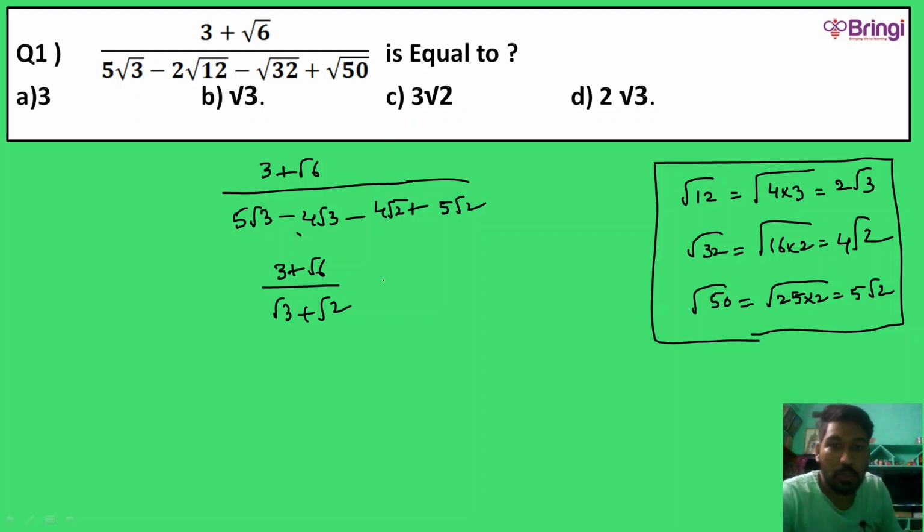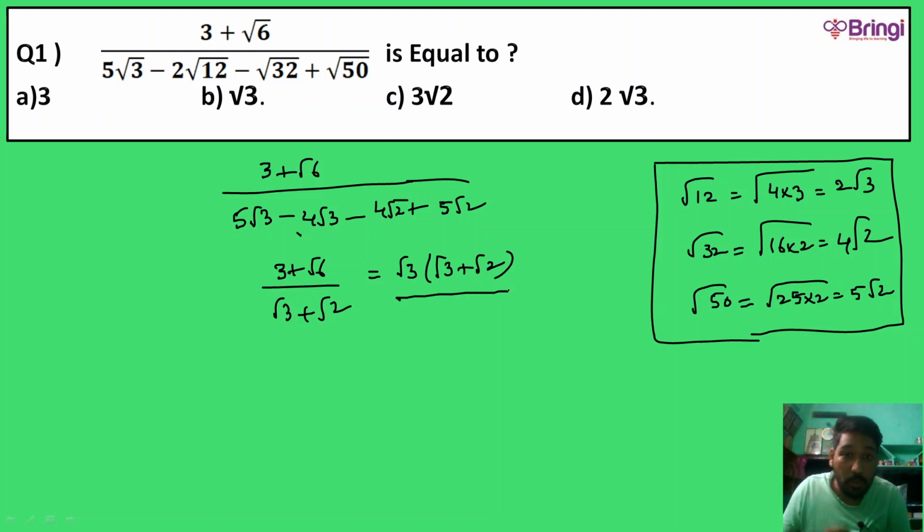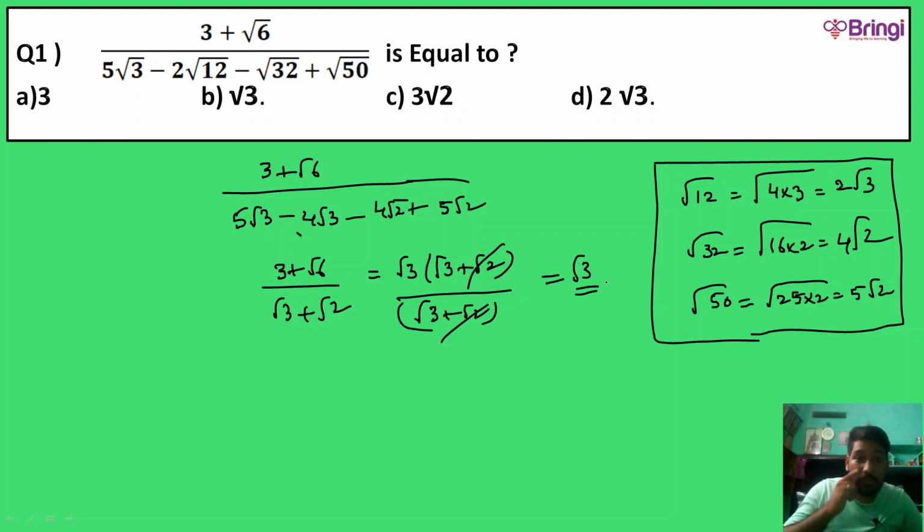So what we have to do, you can take root 3 common. If you observe the numerator carefully, we can take root 3 common. So the final answer will be root 3 times (root 3 plus root 2) divided by (root 3 plus root 2). Root 3 plus root 2 cancels, so the answer is going to be root 3. So the option is B.